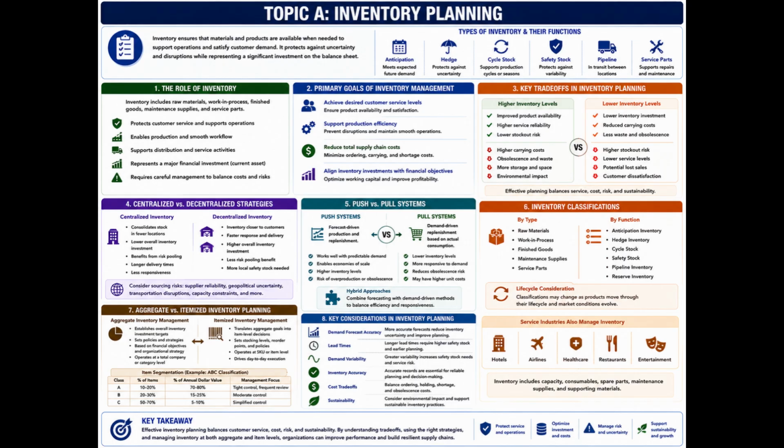Itemized inventory management translates these aggregate goals into specific stocking, replenishment, and control decisions for individual stock-keeping units. Item segmentation techniques, such as ABC classification, help prioritize management attention and resources by grouping items according to value, usage, criticality, or risk. Different inventory classes receive different control policies, review frequencies, and service targets. Through effective item segmentation and policy development, organizations can allocate resources efficiently, improve inventory performance, and support strategic objectives while maintaining appropriate levels of customer service and operational effectiveness.